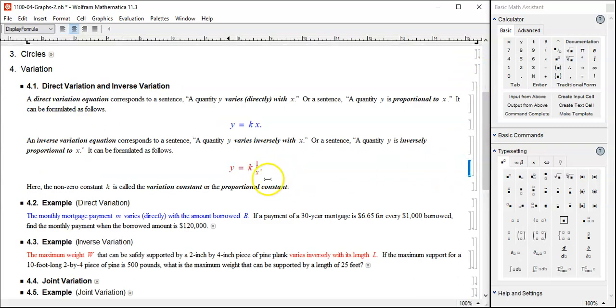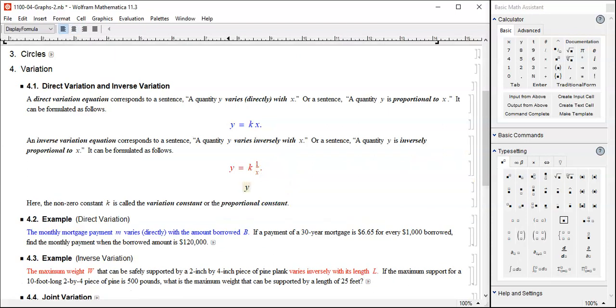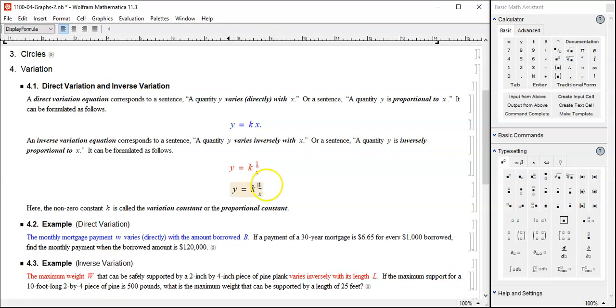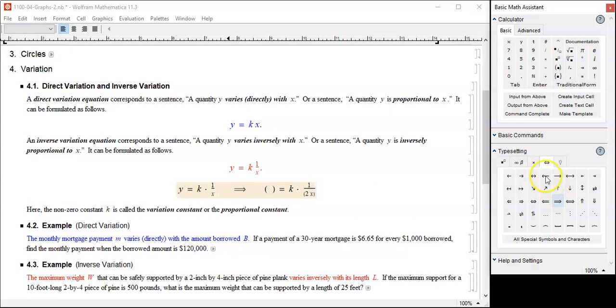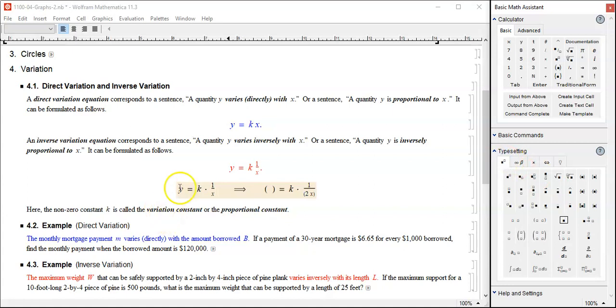Let's go to this, and then let's analyze the same way. K times 1/x, right? Okay. What if I double x? What happens to y? It becomes 1/2 y because this 2 down here will stay down there.